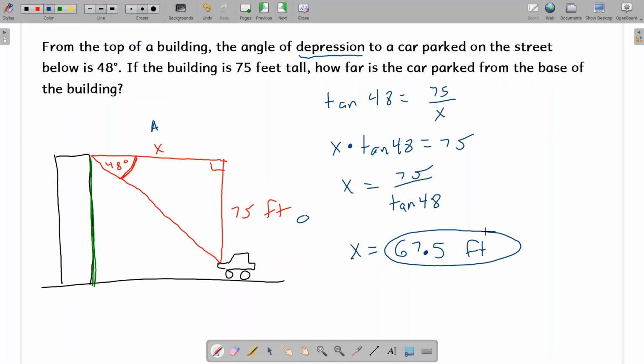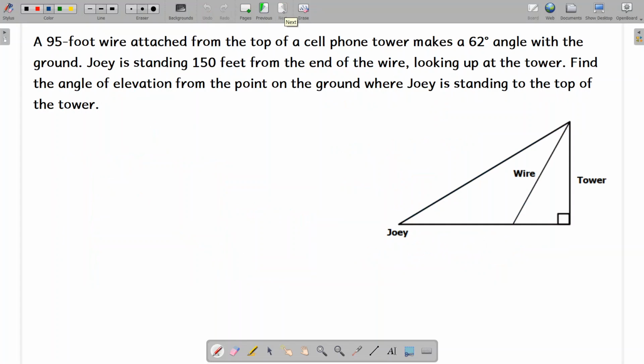All right, one last one, and this one is a little trickier. So this one has already given us a diagram because it's a little trickier and a little more confusing, and it's very likely that you would draw the picture wrong without having it given to you. So it says that we have this tower. Okay, it's a cell phone tower, and there is a 95-foot wire attached from the top of the tower to the ground. So the wire is this line right here.